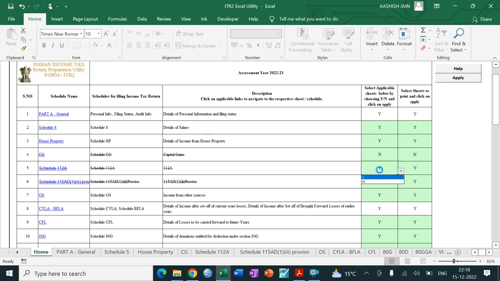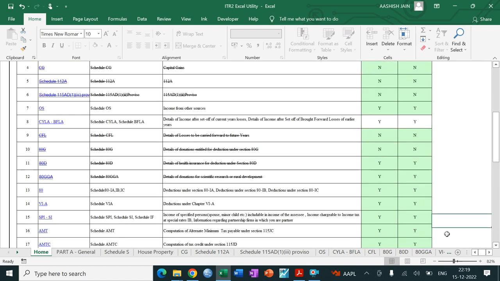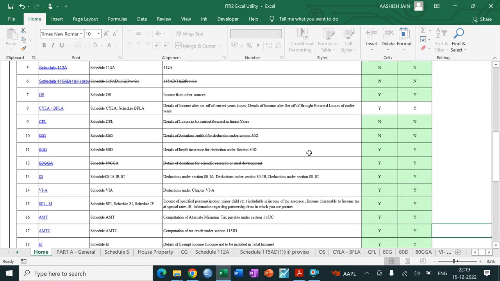Then 112A, that is related to LTCG on equity shares or mutual funds. We don't have any information, so simply make it no. Then details of carry forward loss, no, so make it no. ATG regarding donation, we don't have such information. Again, make it no. Then you always require to make this enable, that means whether the information is given to you, so always make it yes.